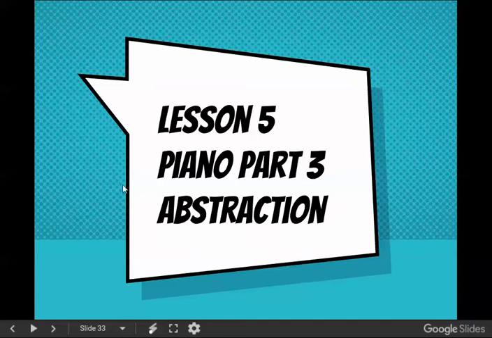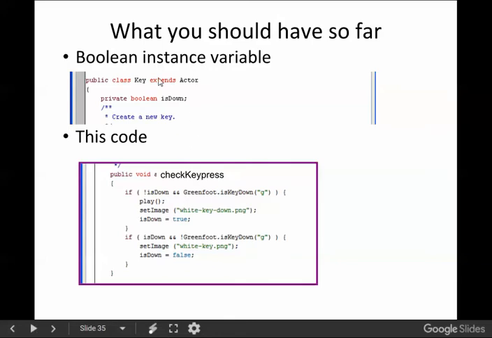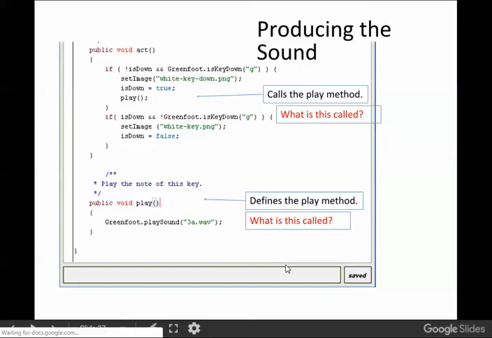All right, ladies and gentlemen and programmers, we're going to do part 3 of chapter 5. We're going to learn about abstraction. You should have this code already. Private Boolean is down. You should have this. Check key press. You should have this. This is the code that we had at the beginning, but we deleted it. So take a look at that, figure that out.